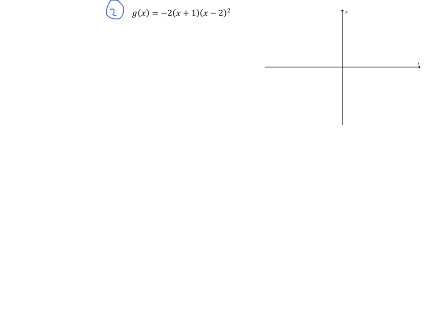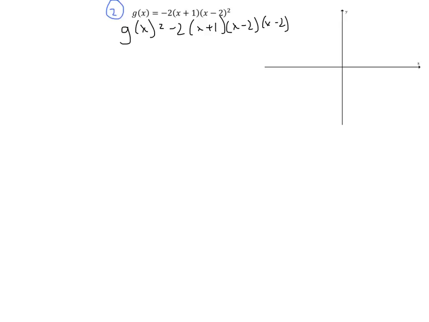All right, we're going to do one other one. I'm going to try to have you do as much of this on your own as possible. We have this function, g of x is equal to negative 2 times x plus 1 times x minus 2 squared. First of all, I just want to remind you, this is the same thing as saying negative 2 times x plus 1 times x minus 2 times x minus 2.